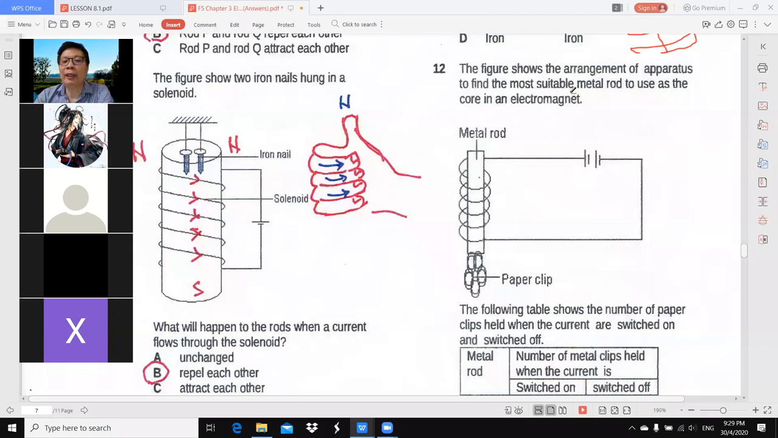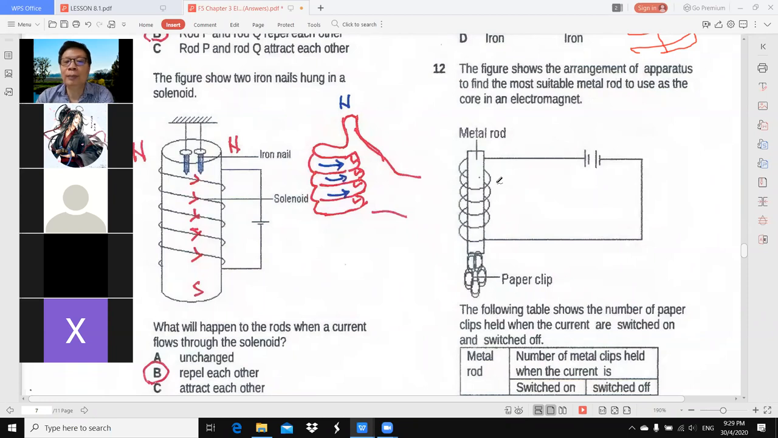The figure shows the arrangement to find the most suitable metal rod. You want to find a metal rod here to make this one become an electromagnet to attract the paper clip, small iron nail, right? Make this one become a magnet to attract the paper clip. Okay, now the question. The following table shows the number of paper clips held when the current is switched on and switched off.